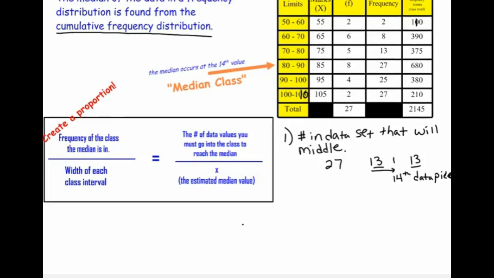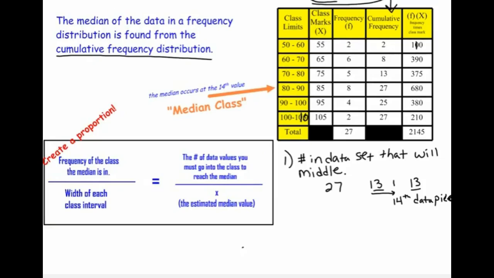That means I'm going to look at my cumulative frequency. There's up to 2 values. The 8th value finishes in the 60 to 70 class limit. The 13th value finishes in the 70 to 80 class limit. That means my 14th data value occurs from 80 to 90. Somewhere in there is the median value.